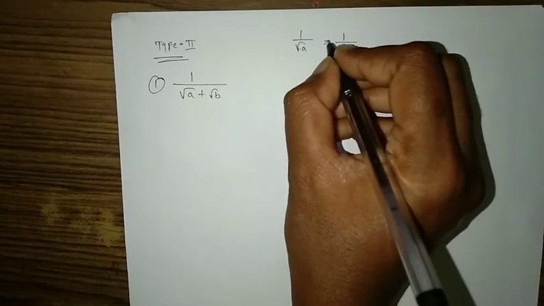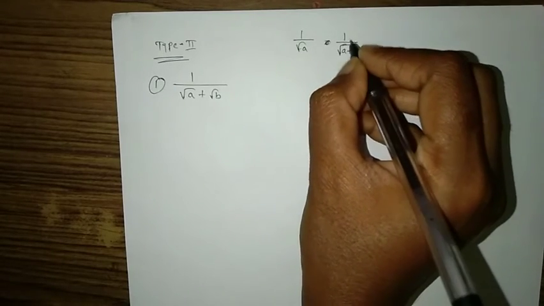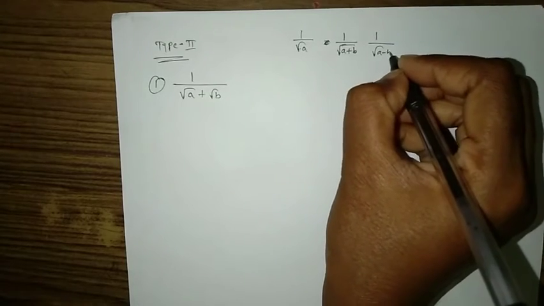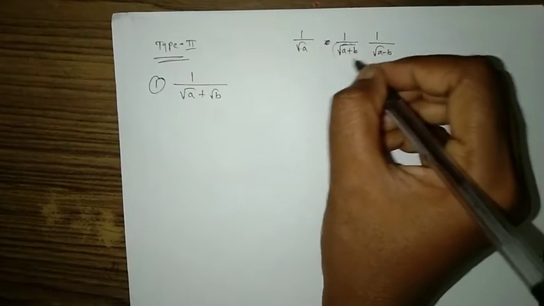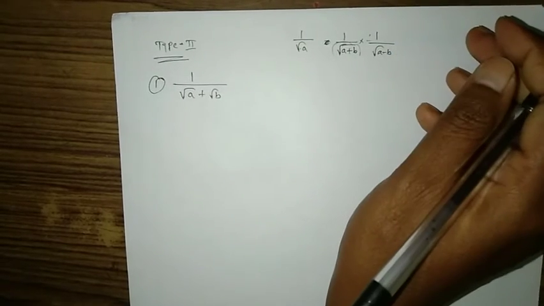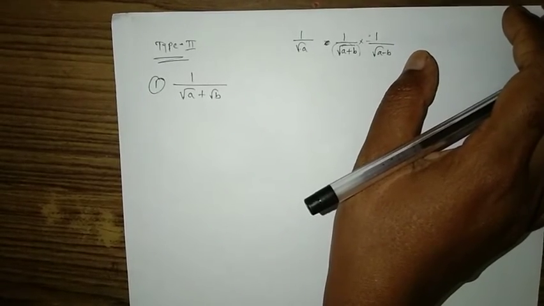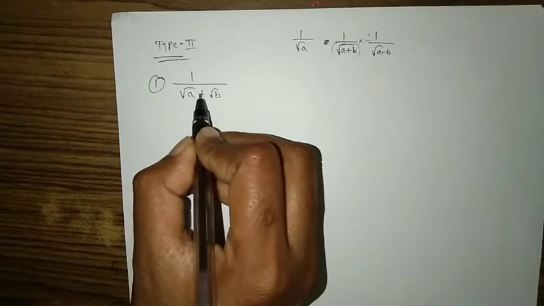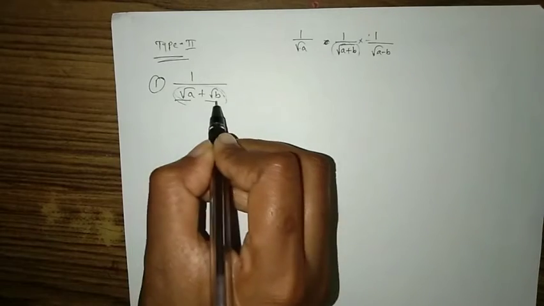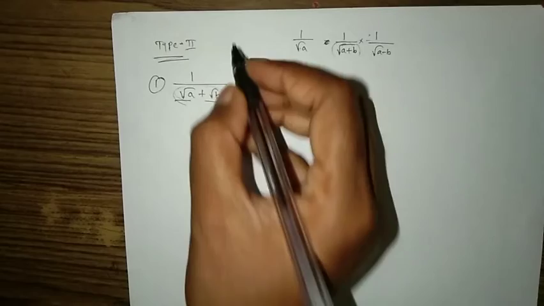In the next example, I told you 1 divided by root of a plus b, and 1 divided by root of a minus b. All we did was take this term, multiply it in both the numerator and denominator, eliminate that, simplify, and solve the problem. But in this type we are seeing root of a plus root of b. We have two elements in the denominator. What we have to do is the sign change.